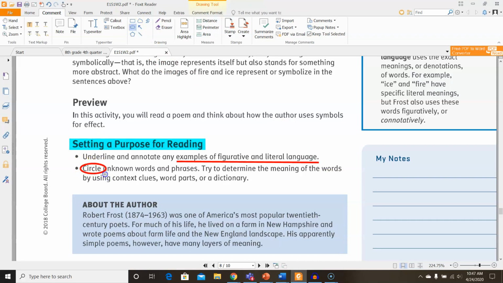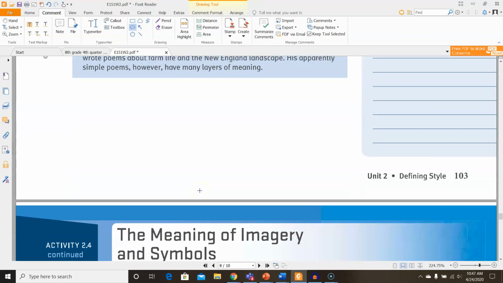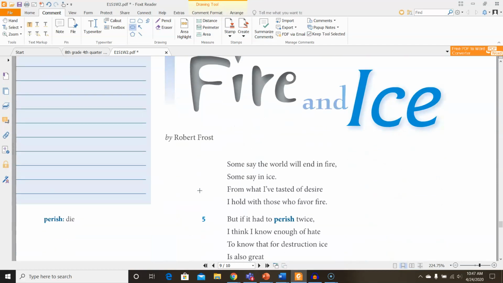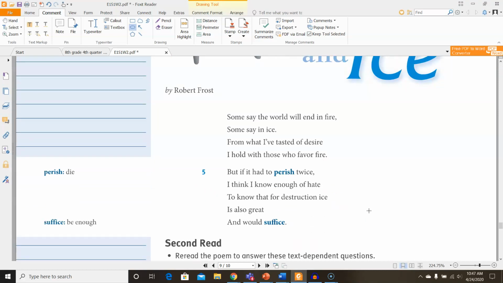So circle. So this poem is by Robert Frost, and it's called Fire and Ice. Some say the world will end in fire, some say in ice. From what I've tasted of desire, I hold with those who favor fire. But if it had to perish twice, I think I know enough of hate to know that for destruction, ice is also great and would suffice.